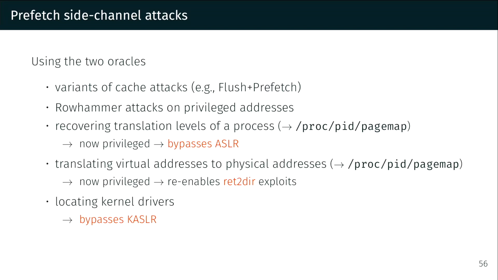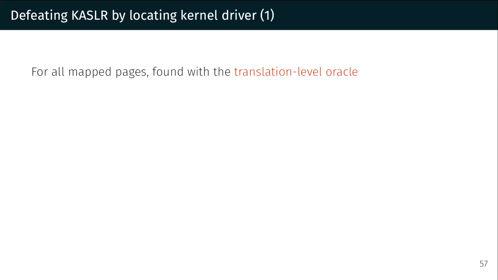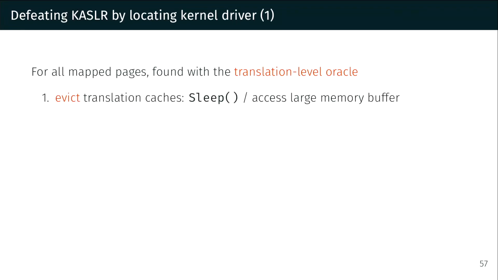And I will show you now how this is possible. So with the first oracle, we find out all the pages that are mapped. And for each of those pages, we evict the translation caches. We can do that by either calling sleep, which schedules another program, or accessing a large memory buffer.